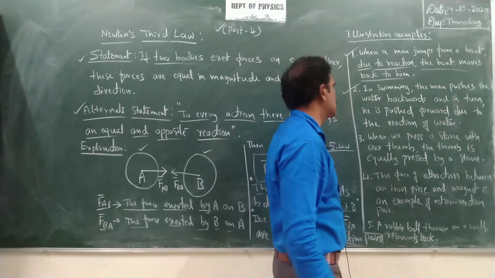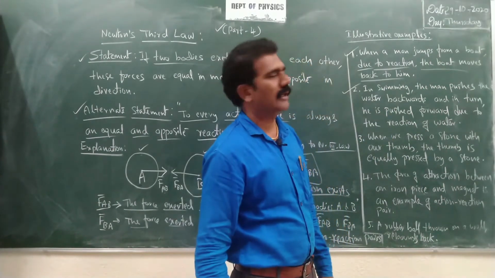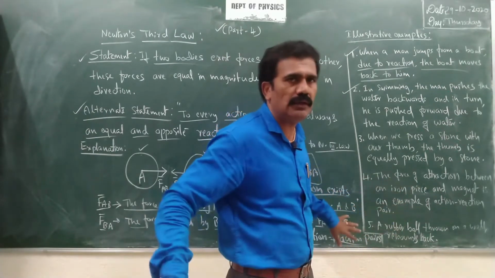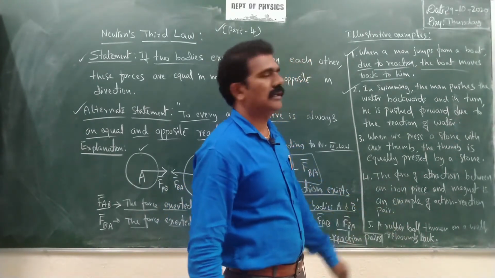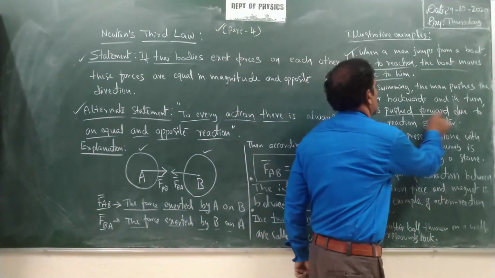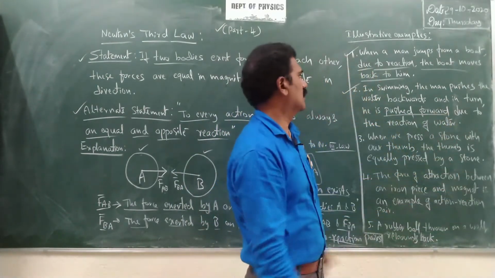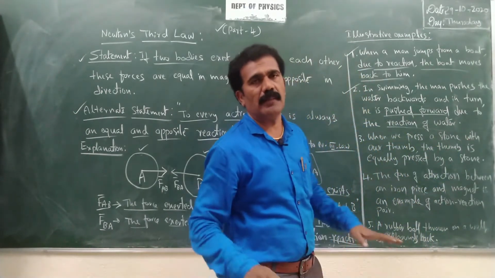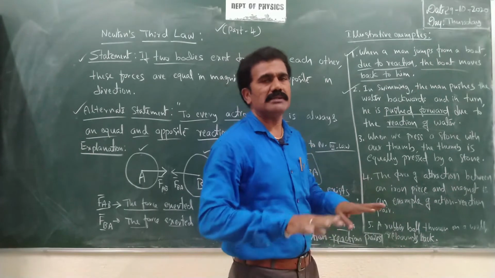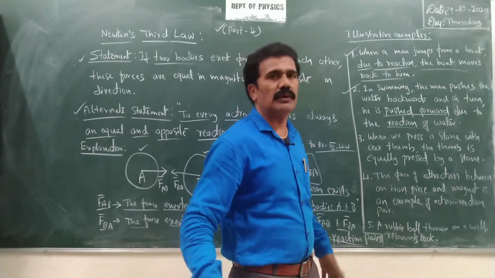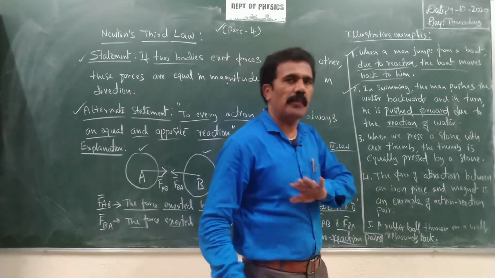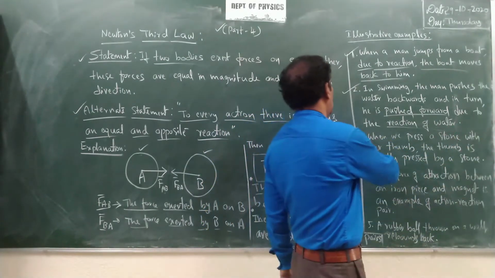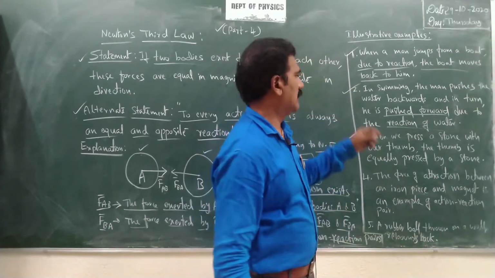If you look at the second example, in swimming, the man pushes the water backwards, isn't it? The man pushes the water backwards and in turn he is pushed forward. He himself is pushed forward due to the reaction of water. So that means there are two bodies here, a man and water. The man is giving the action to the water, in turn water is giving reaction to the man so that the man can move forward in swimming, right? Now look at the next example.